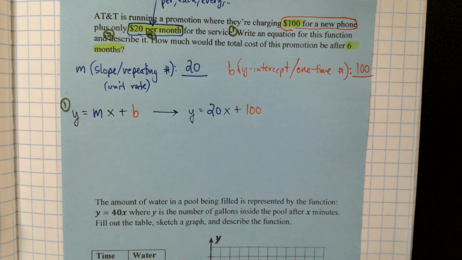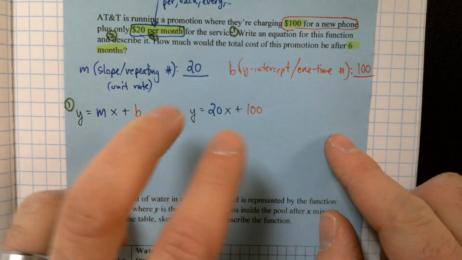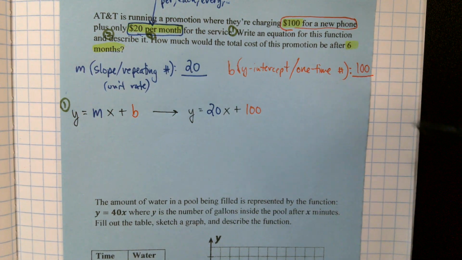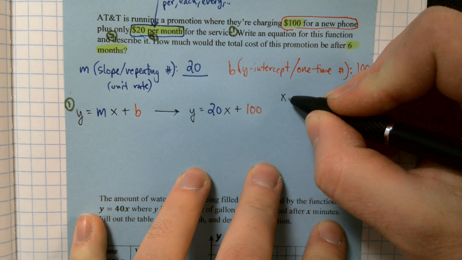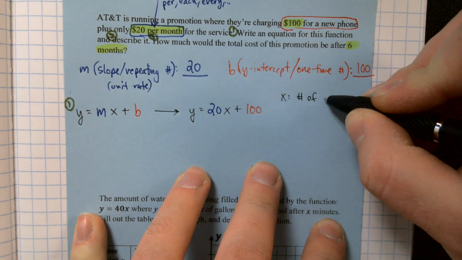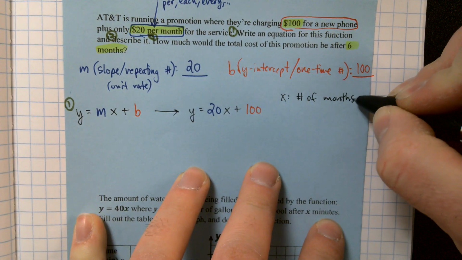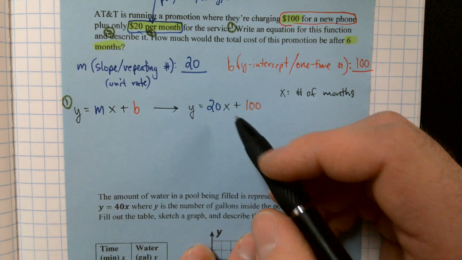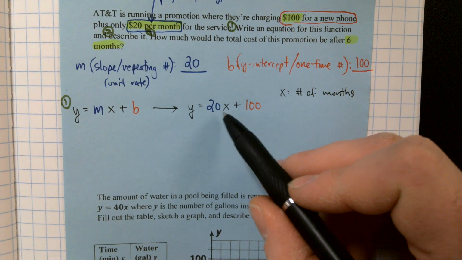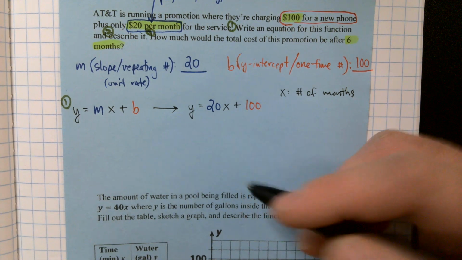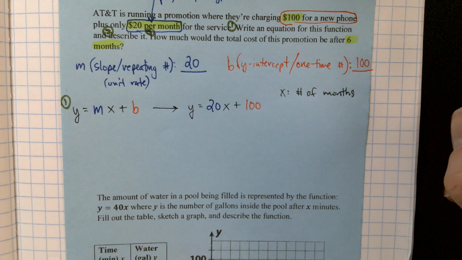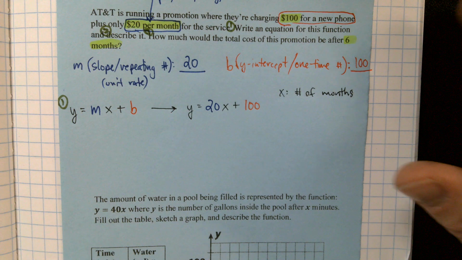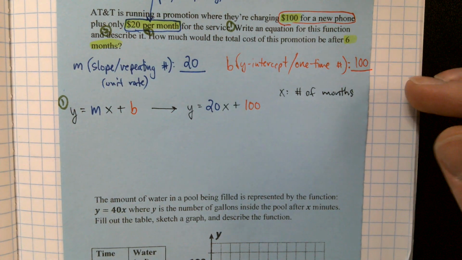All right? Now, in this formula, right, this is a function. X and Y are going to stay as X and Y, but X and Y represent specific things, okay? X represents the number of months, which is why we tack that 20 onto the front of it. Right? If I only have this plan for 1 month and I'm paying $20 per month, how much am I paying for that service? $20 a month. I only have it for 1 month. How much would I pay? Ignoring the 100. $20, right?